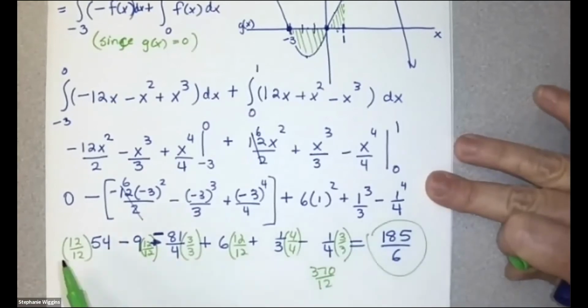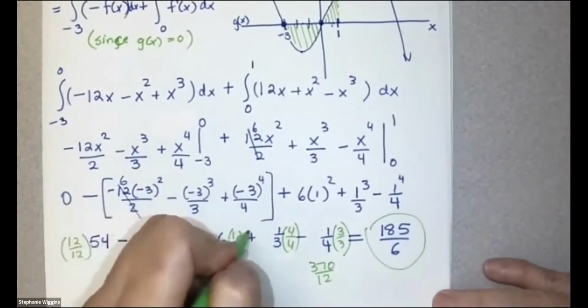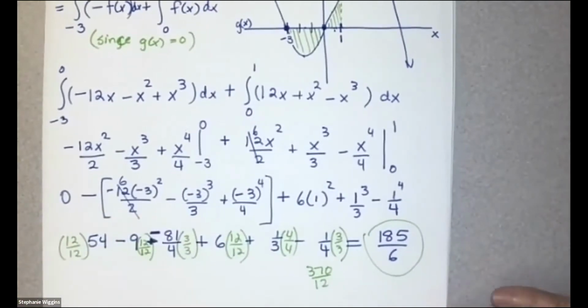So I don't want to take too much class time doing that out, but you do need to get a common denominator as I've done here. And this is what your number is. All right.